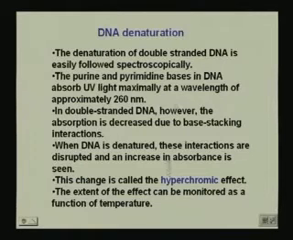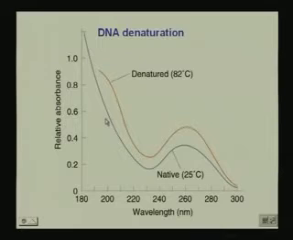And the extent of the effect can also be monitored as a function of temperature. So, let us see what we get. So, this is native DNA, the blue line at 25 degrees centigrade. Where is the maximum? 260. If I did the same for proteins, what would it look like? I would have something that comes down here and it goes up here, and I would get the maximum at 280, right, for a protein.